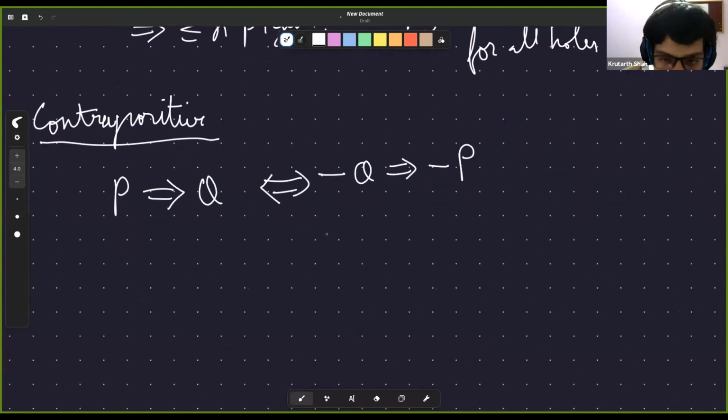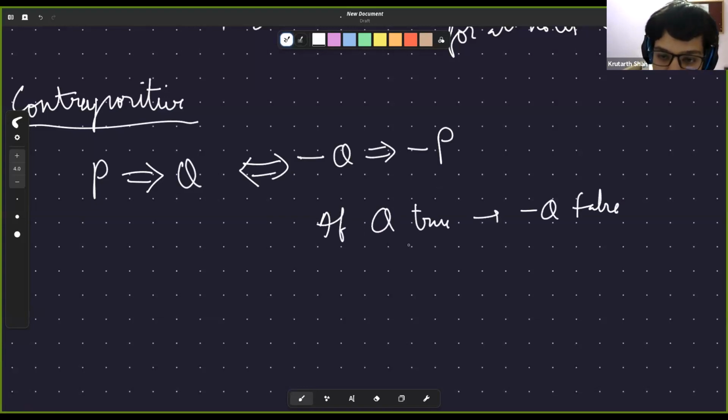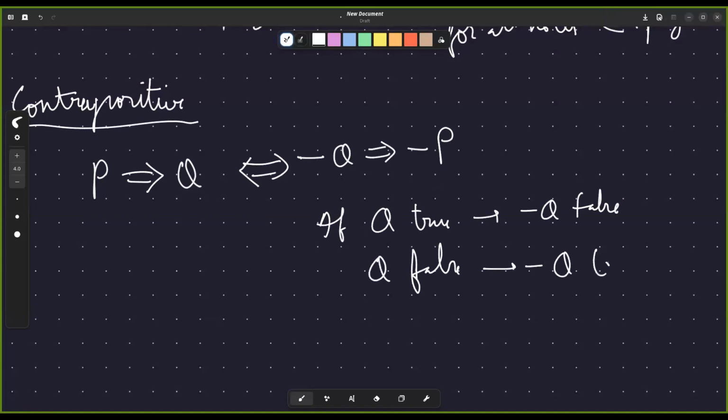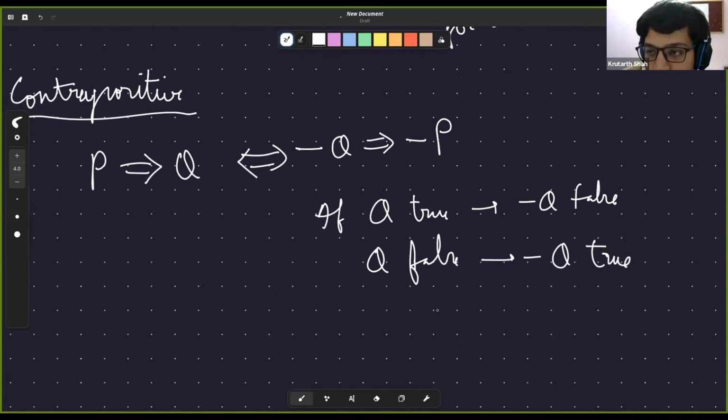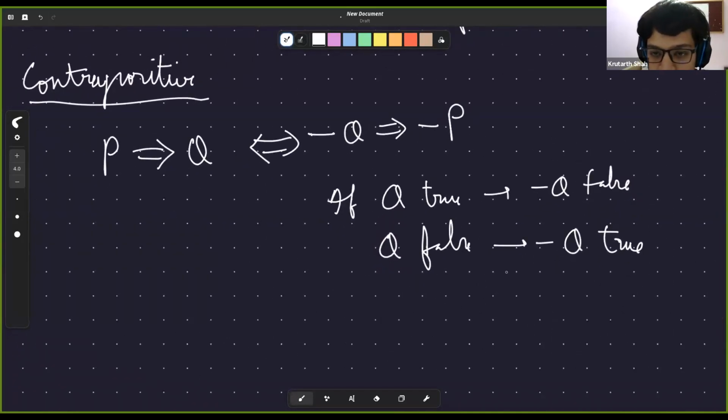Now, negation of Q, okay, I should say this properly. If Q is true, then negation Q is false. It flips, basically. If Q is false, then negation Q is true. Does anyone have a question? Okay. Yeah. So it just flips this.